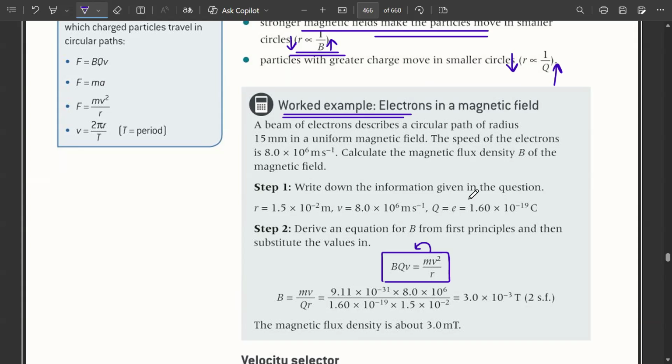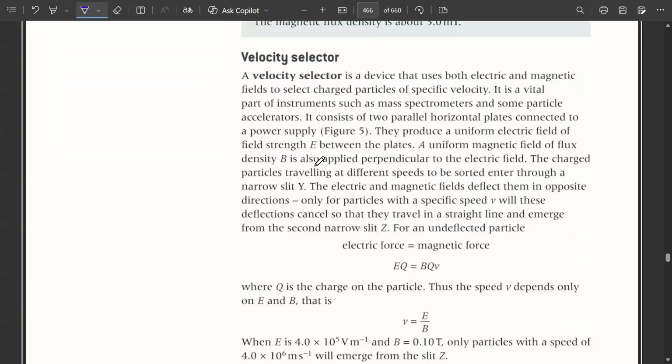Good job. Clear? A velocity selector is a device that uses both electric and magnetic fields to select charged particles of specific velocity, and then only you can use electron beam guns or spectrometers in order to accelerate those particles as well. It basically consists of two parallel horizontal plates that are connected to a power supply, and they produce a uniform electric field of field strength E between the plates. A uniform magnetic field of flux density B is also applied perpendicular to the electric field.